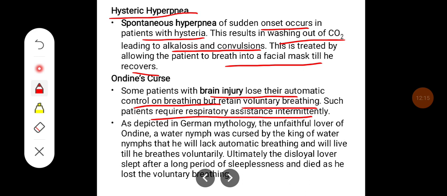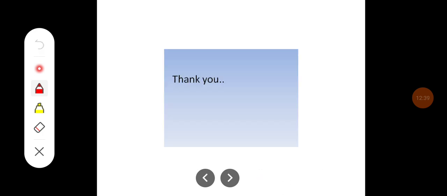As depicted in German mythology, the unfaithful lover of Ondine, a water nymph, was cursed by the king of water nymphs that he would lack automatic breathing and would live till he breathed voluntarily. Ultimately, the disloyal lover fell asleep after a long period of sleeplessness and died as he lost voluntary breathing. Thank you.